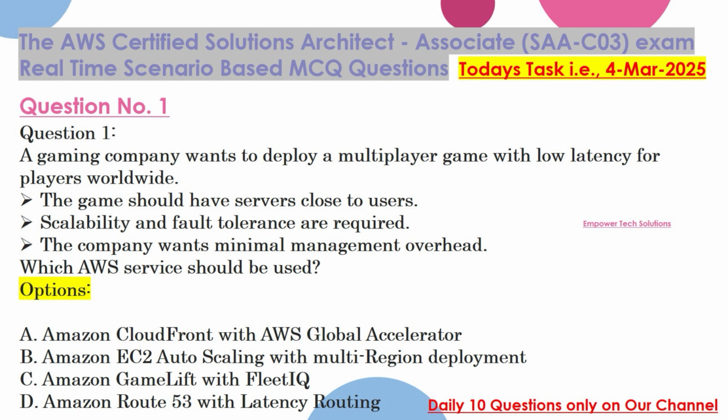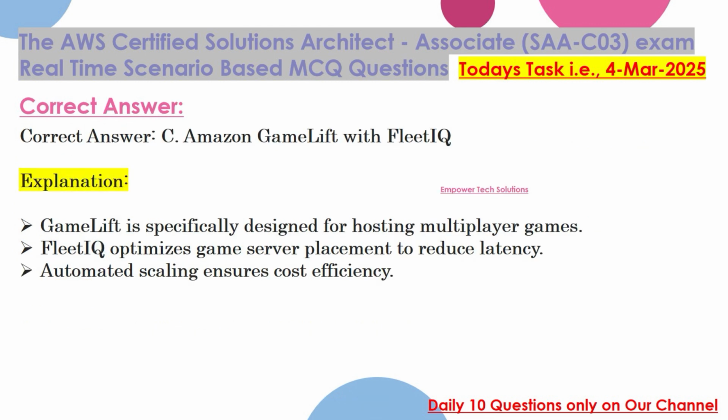Options: A. Amazon CloudFront with AWS Global Accelerator. B. Amazon EC2 Auto Scaling with multi-region deployment. C. Amazon GameLift with FleetIQ. D. Amazon Route 53 with latency routing. Correct answer: C. Amazon GameLift with FleetIQ.